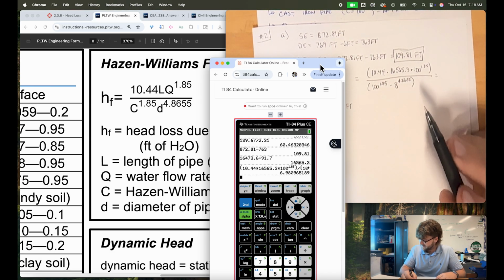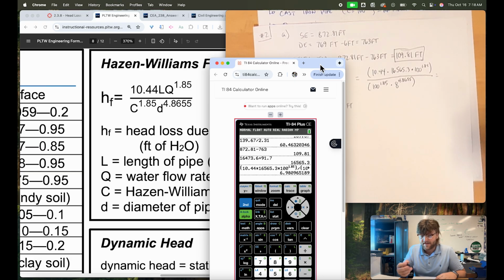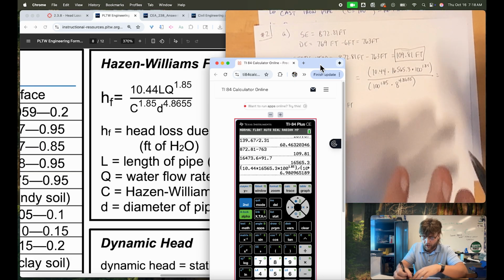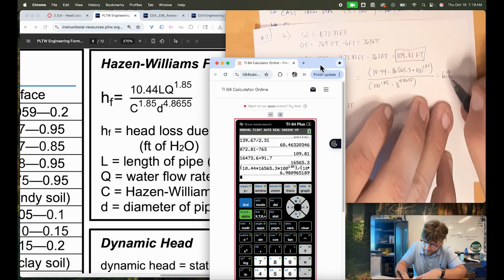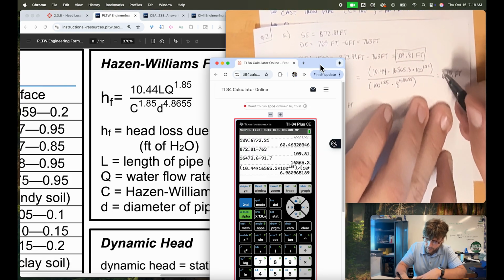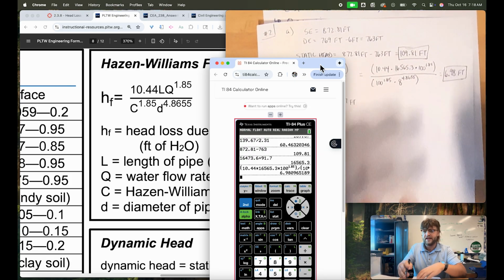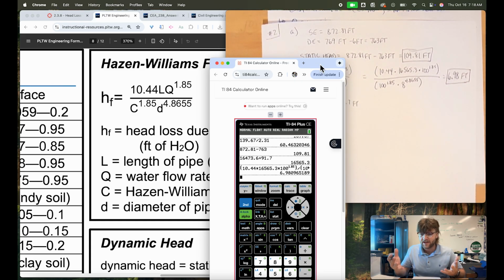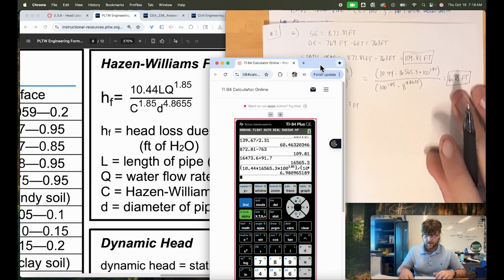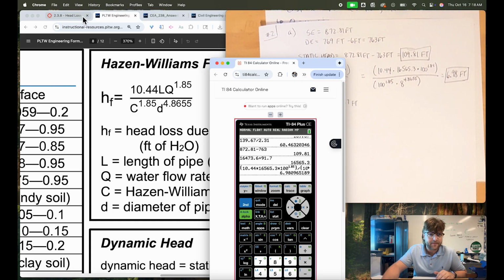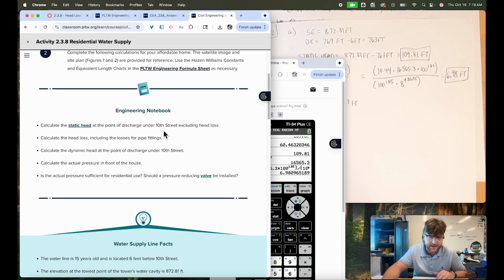And so what we're going to end up with is a value of 6.9809. And so what we're going to go ahead and call that is 6.98 feet. Remember, that is feet of water. So this is the amount of energy or the head loss due to friction. That's what we end up finding there. So now let's go ahead and pop back onto here. So calculate the head loss, we did that.